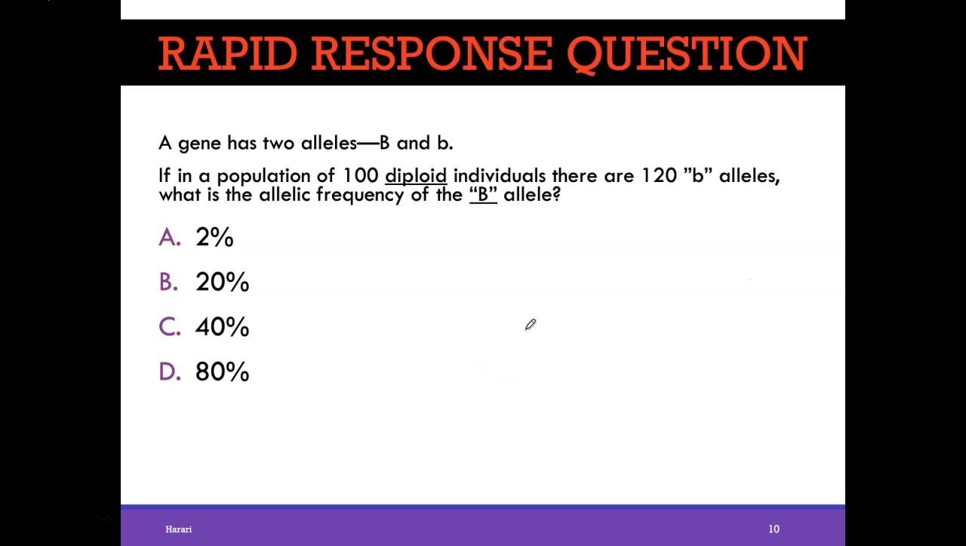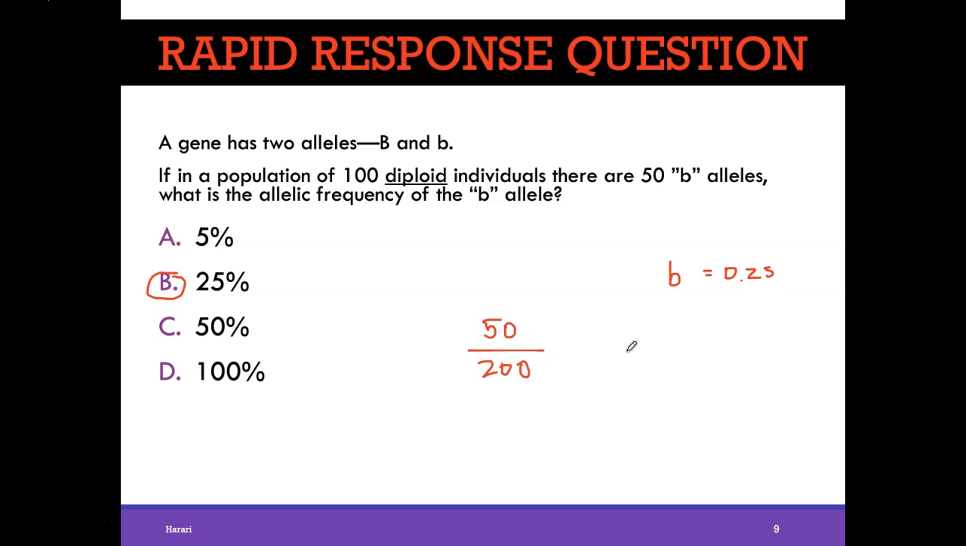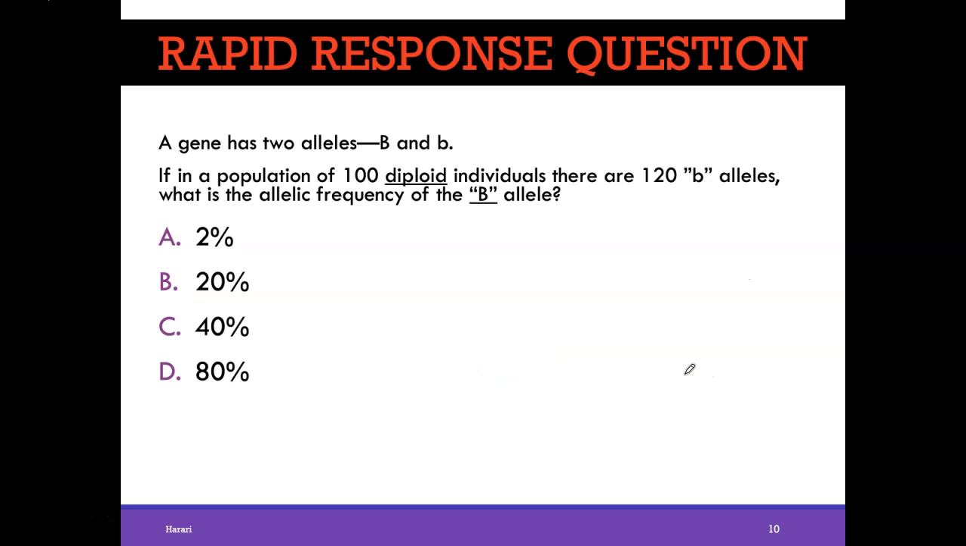And of course, you could figure out what big B would be. You would assume that there are 150 big B alleles. Right? If there are 50 little b, there must be 150 big B. So let's do another one. Pause here and answer this question now.